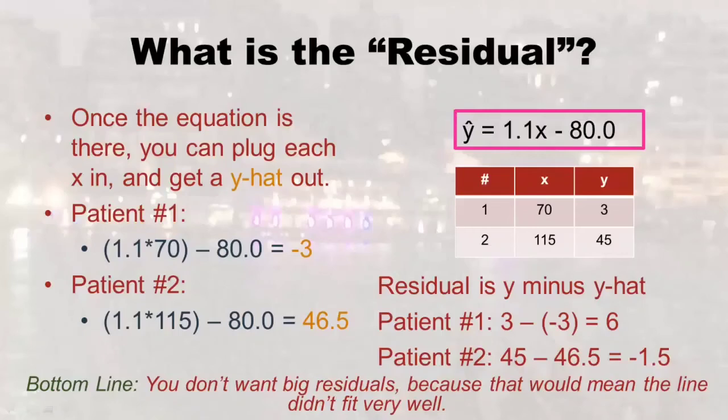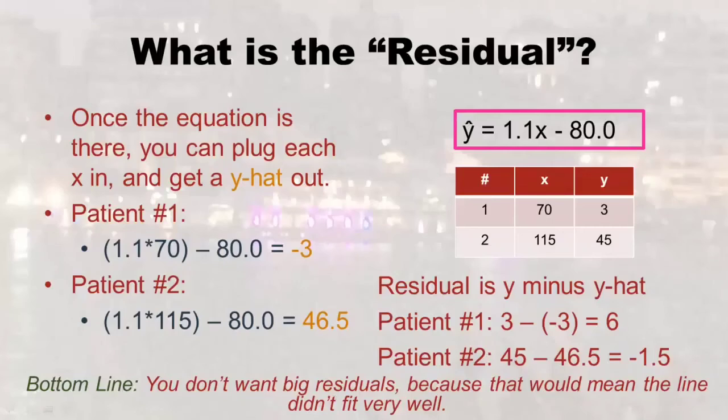So once you make the least squares line equation, there's something I want you to notice. You can take each x. Remember how we had 7 patients? They each had an x. You can theoretically take each x, plug it into the equation, and get the y hat out. So I want to demonstrate that. We have our equation up here. For patient 1, I took the x, which was 70, and plugged it in: 70 times 1.1 minus 80, and I got -3. That's y hat. The real y, which I put on the screen, is actually 3. So it's not the same answer.